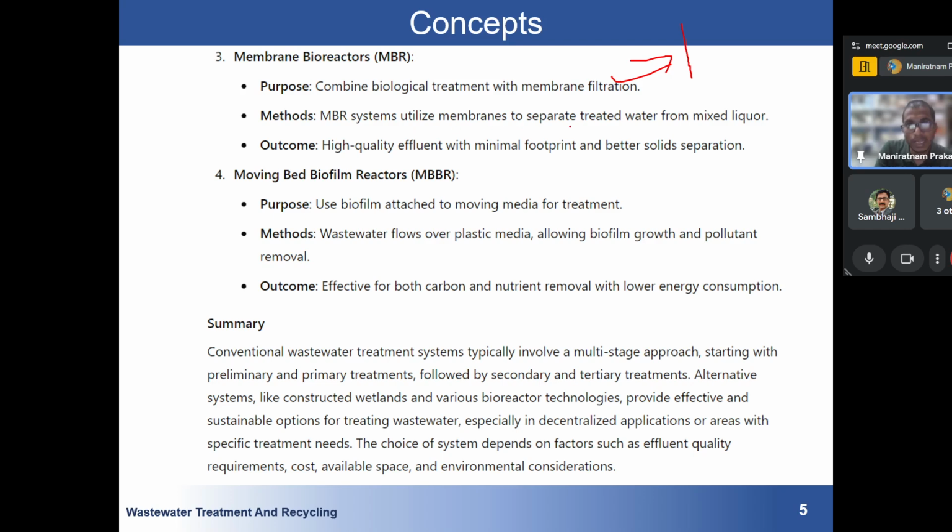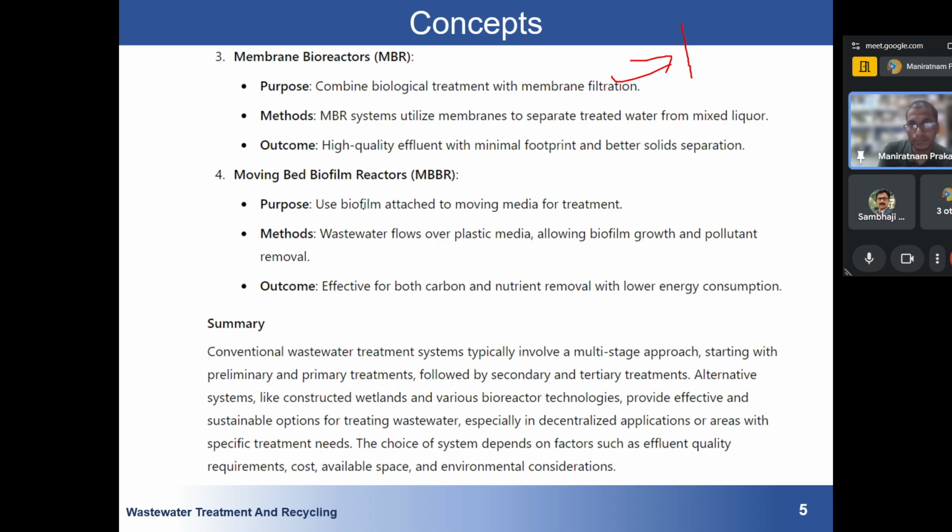The method utilizes a membrane to separate treated water from mixed liquor. The outcome is high quality effluent with a minimum footprint and better solid separation. Here we have seen that the membrane had the highest efficiency in removal of suspended solids. But generally you will not see it in your local wastewater treatment unit, because these are a little bit costly. With time, India is also adopting this method, and there is a lot of research ongoing at different institutes on membranes.